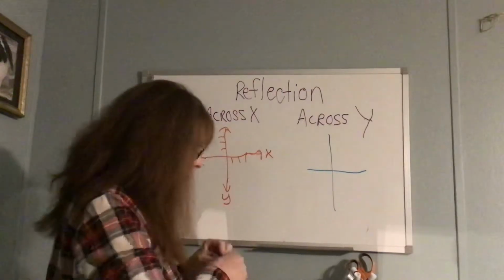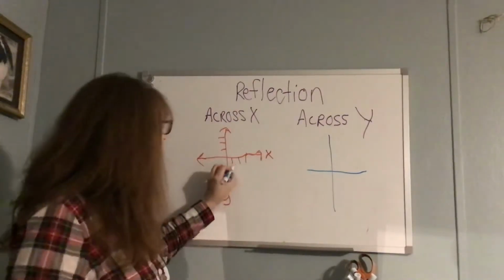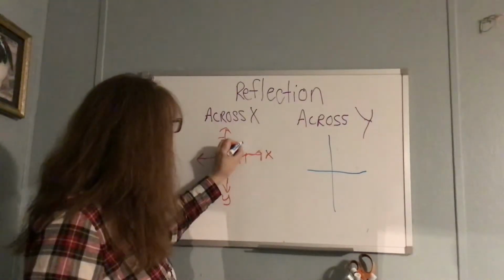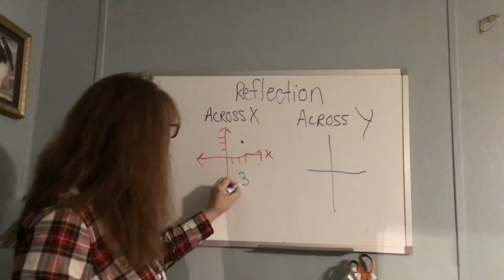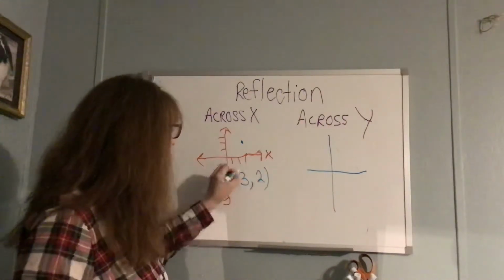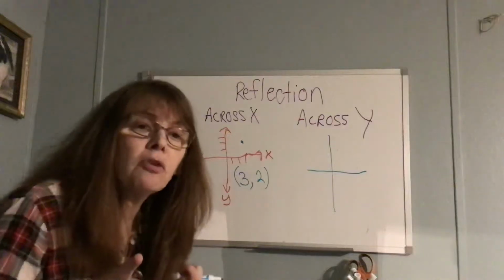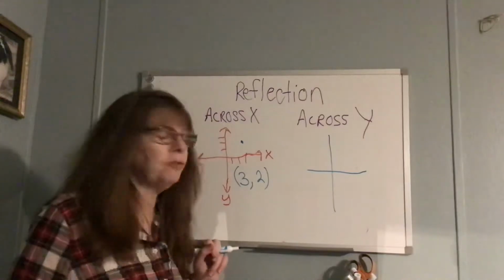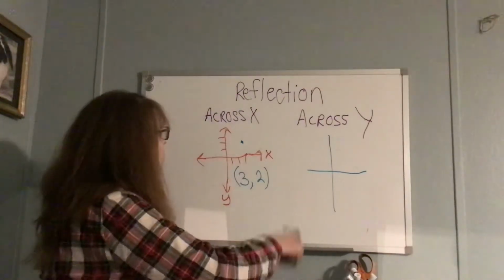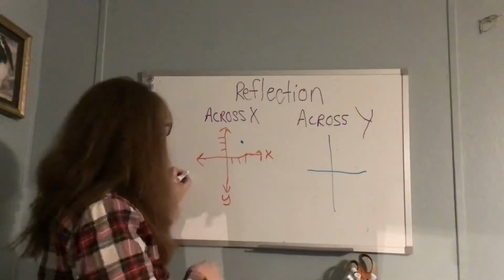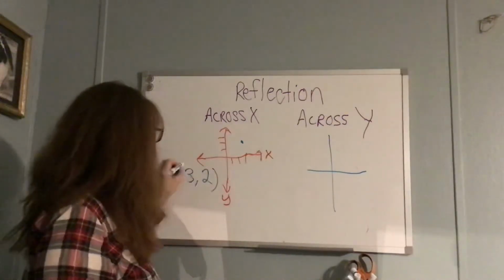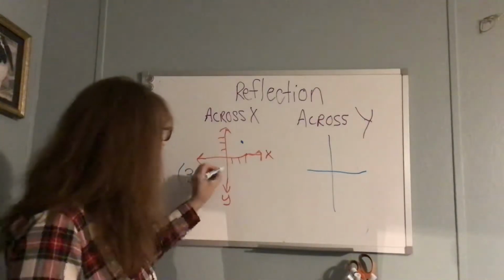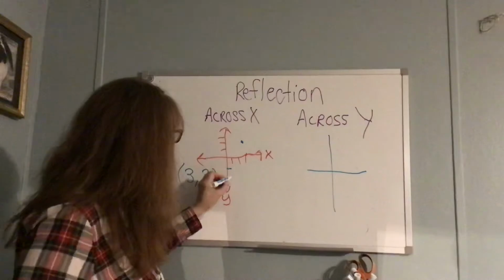I'm going to make my point 3, 2: across 3 and up 2. Don't forget that the first term is across, that's the x, and y is the second term. I think I'm going to have to move this because I want to reflect this across the x-axis. So let's put my point right here, and hopefully you can see that on the camera. I'm going to reflect this across the x-axis.